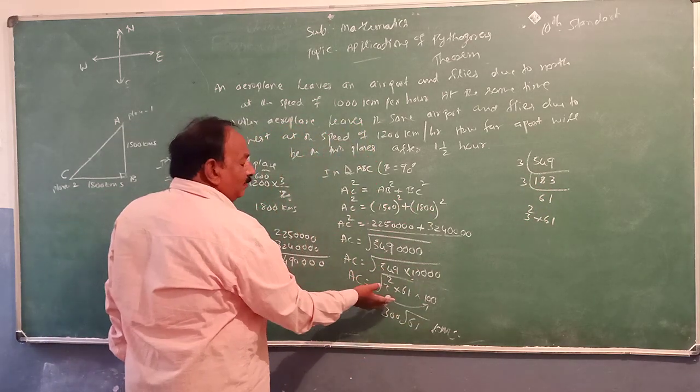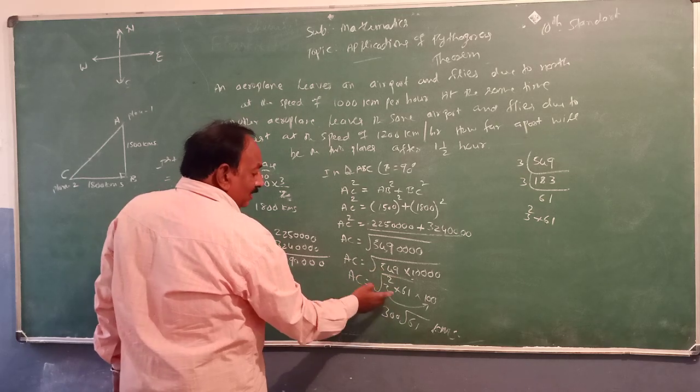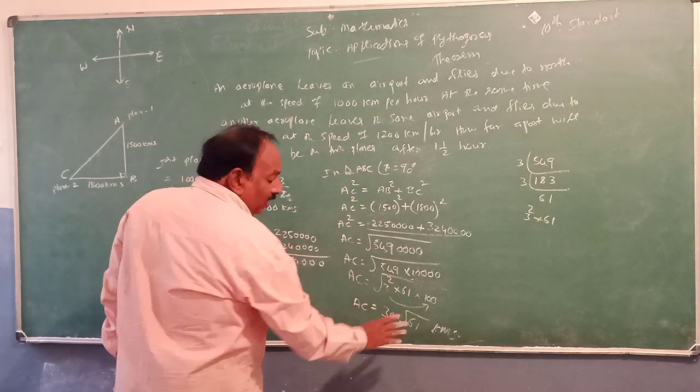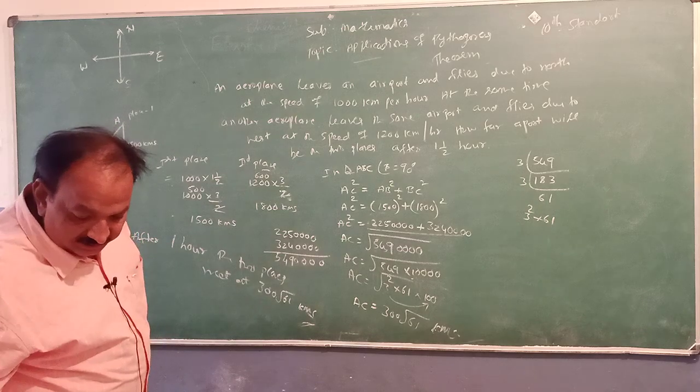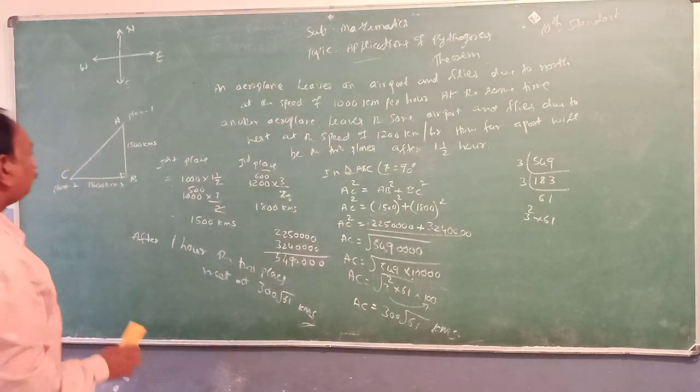The root of 3 squared means 9. The root of 9 is 3. 3 into 100 is 300, root of 61 kilometers.